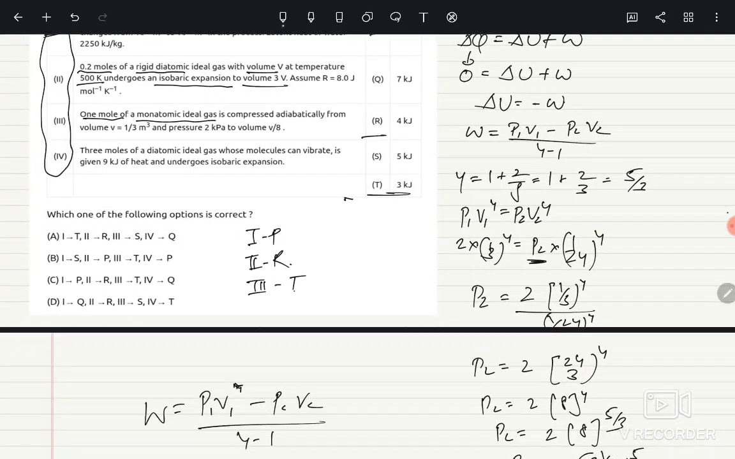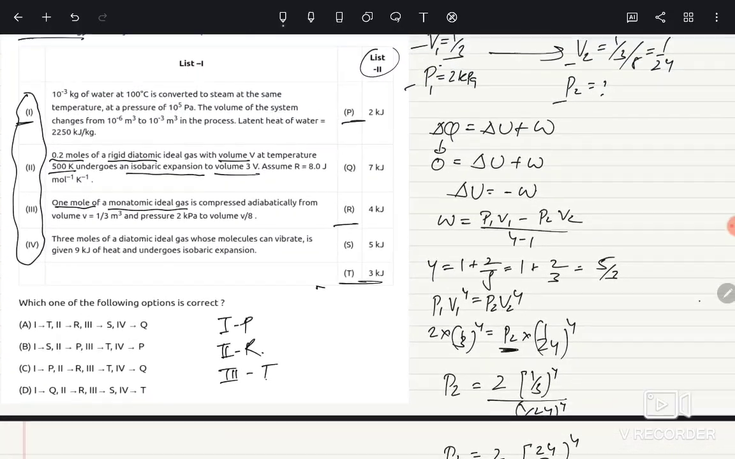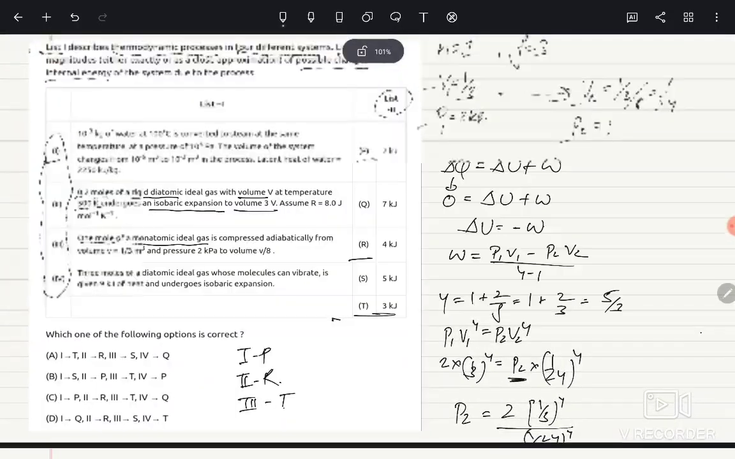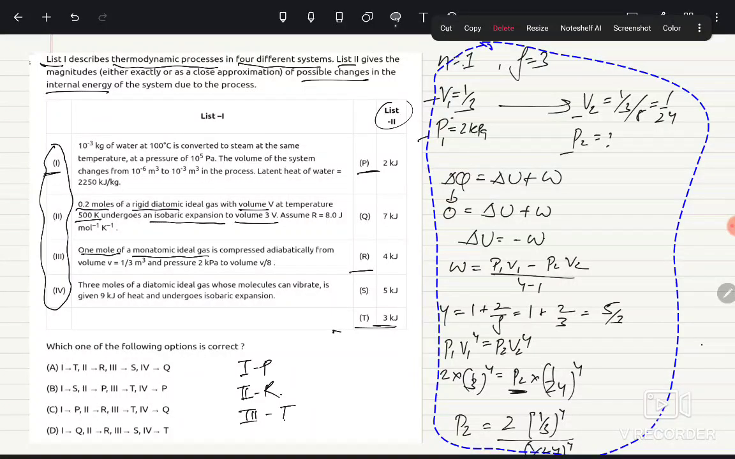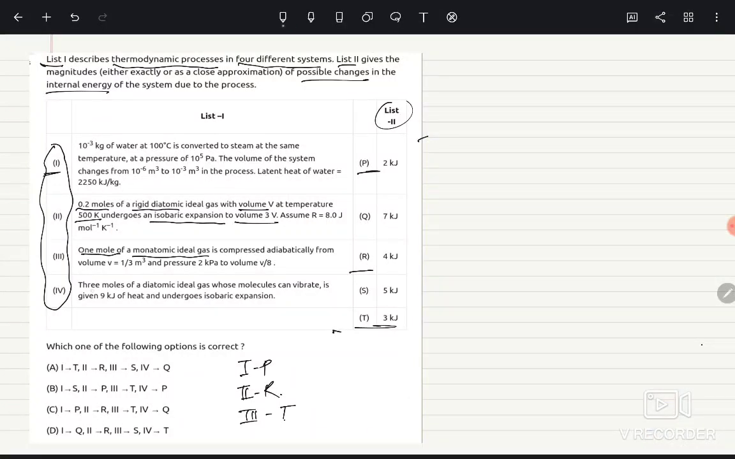Now we'll calculate the fourth one. In the fourth one we are given 3 moles of diatomic ideal gas whose molecules can vibrate. So in the vibrating condition, for a diatomic gas we have to add 5 plus 2, so we get 7 degrees of freedom. The heat given is 9 kilojoule and it undergoes isobaric expansion, meaning a constant pressure process.